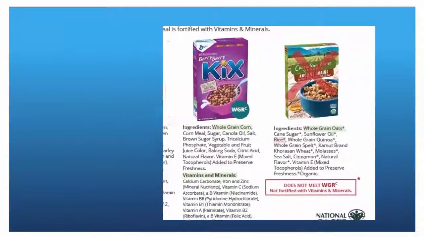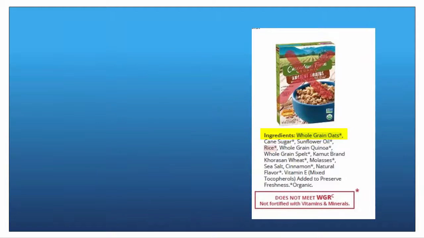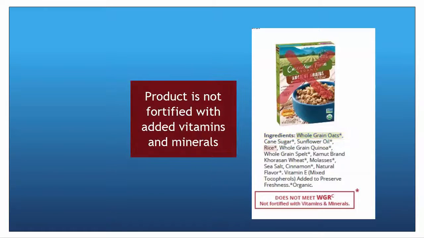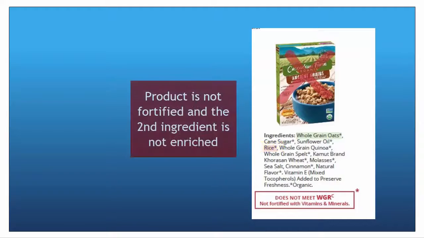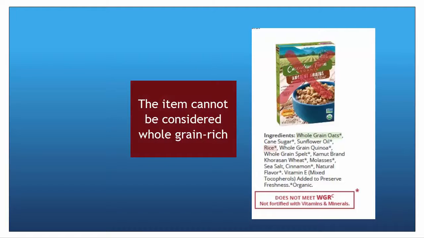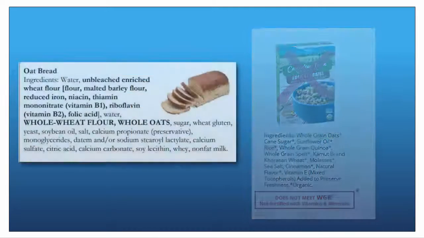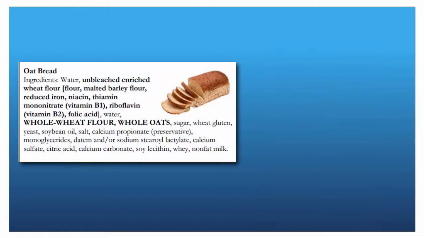The last example shows a cereal listing whole grain oats as the first ingredient. The product is not fortified with added vitamins and minerals. The second grain ingredient is rice, which is not enriched. Because the product is not fortified and the second ingredient is not enriched, the item cannot be considered whole grain rich. The next example is oat bread.